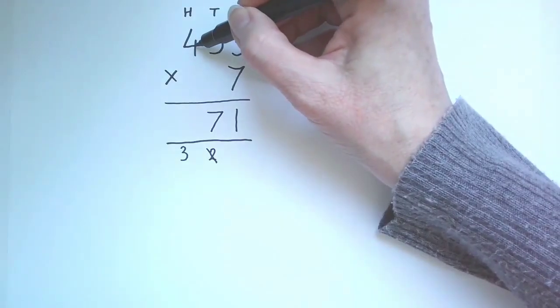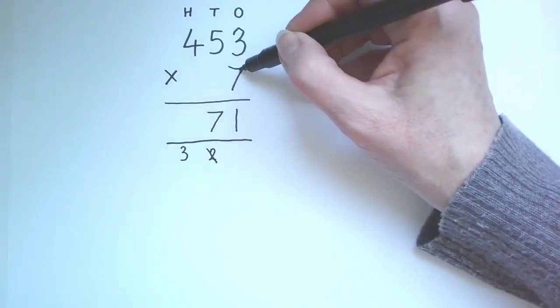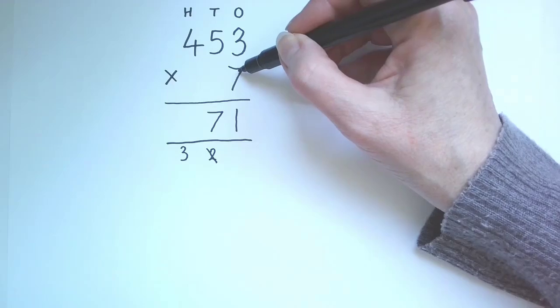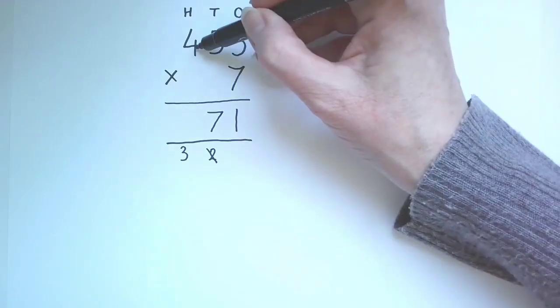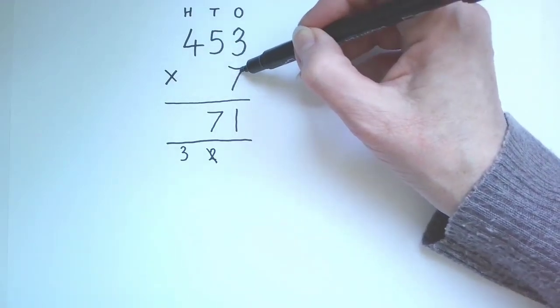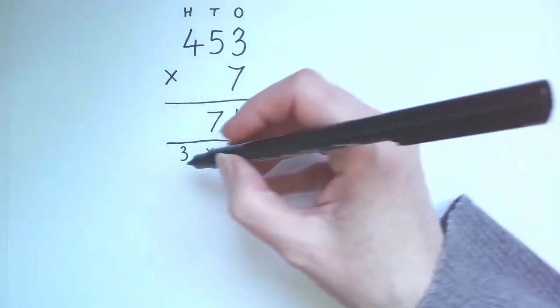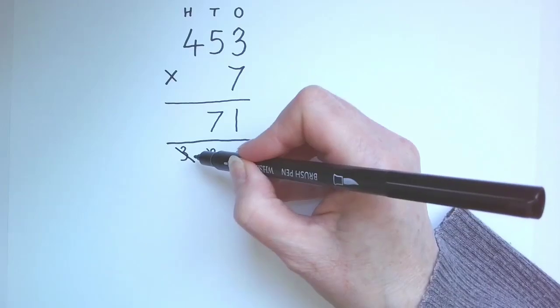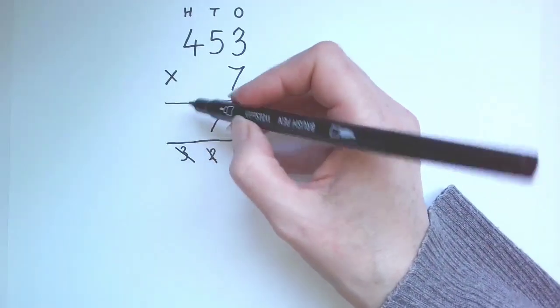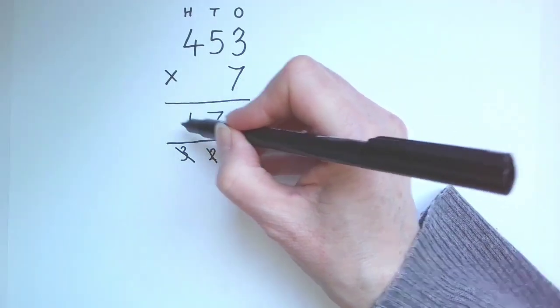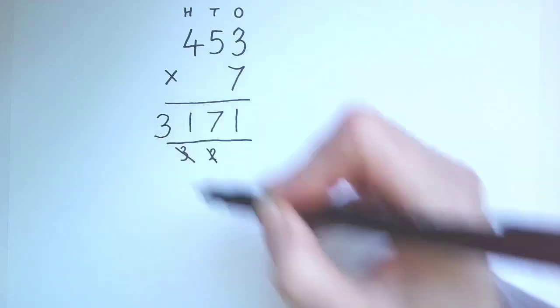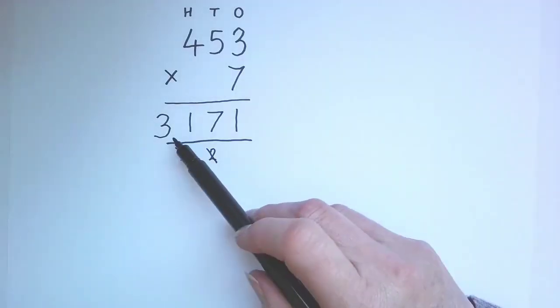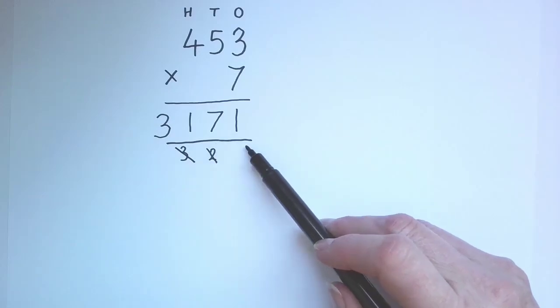And finally, my hundreds, I've got 4 hundreds multiplied by 7. How many hundreds would that be altogether? Well, 4 times 7 is 28. So it would be 28 in my hundreds, plus 3 more, which would be 31. 28 plus 3 is 31. So my answer would be 3,171.